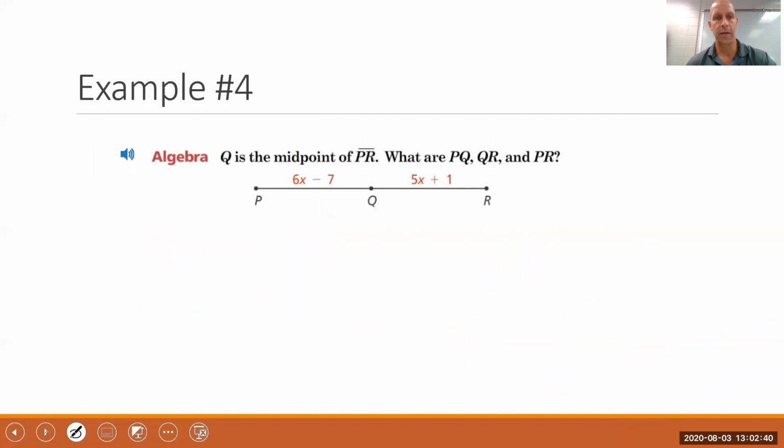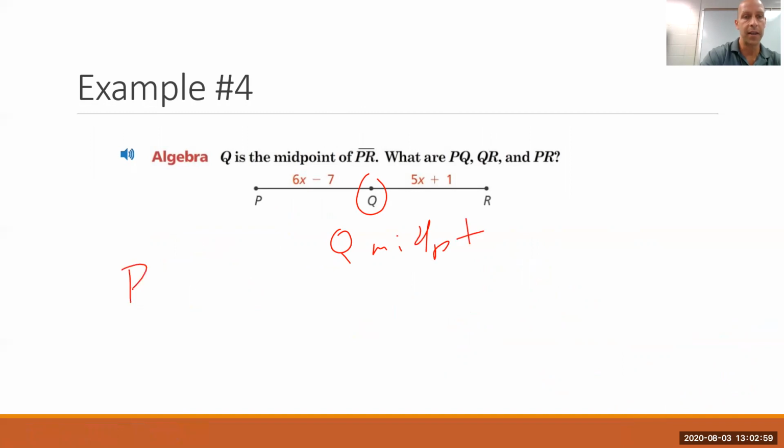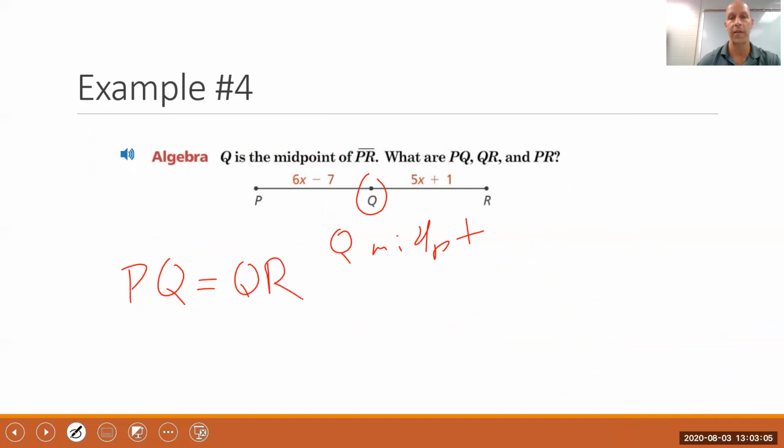So last question. Q is the midpoint. So they're telling us it's the midpoint. So what are PQ, QR, and PR? Well, if Q is a midpoint, what's that tell us? Well, that tells us that these two segments are congruent. And if these two segments are congruent, then they have the same length. Well, what is the length of segment PQ? Well, it's 6x minus 7. What is the length of QR? Well, it's 5x plus 1.